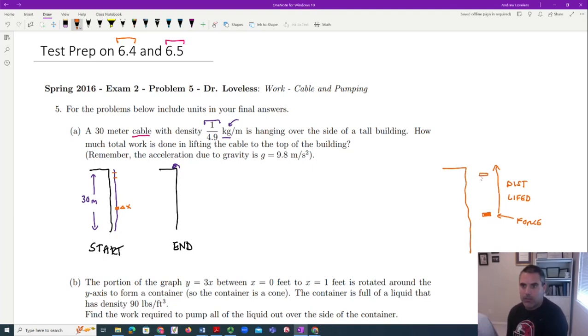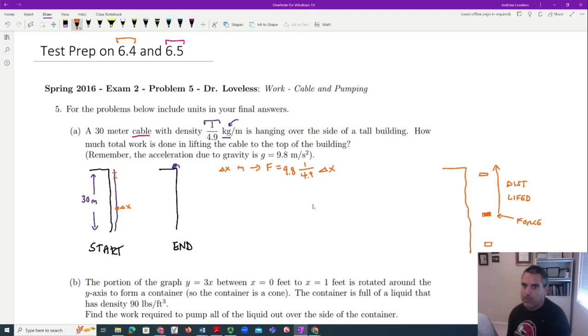There's one here. There's one here. So we're taking different slices of the rope. If you're taking this perspective, then what happens is the following. You say, well, if I have a slice of thickness delta x, so delta x meters is the thickness of a slice, what's the force? Well, the force is going to be 1 over 4.9 kilograms per meter, because they told me that. I'm going to multiply by 9.8 because of the kilograms. That turns it into newtons.